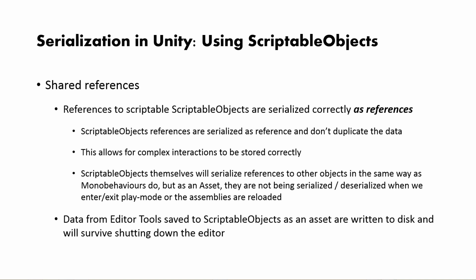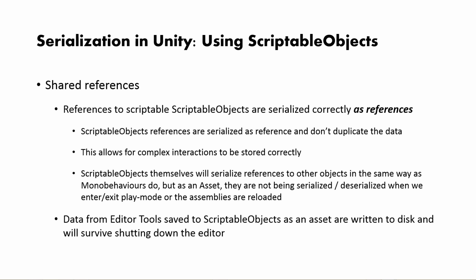Using scriptable objects. We were doing a session on scriptable objects, and it's nice to see that we're back here again as to why we're using scriptable objects. So, shared references. References to scriptable objects are serialized correctly as references. So when you serialize a reference to a scriptable object, it is serialized as a reference. Scriptable object references will be saved as a reference and won't duplicate data. This allows for complex interactions to be stored correctly.